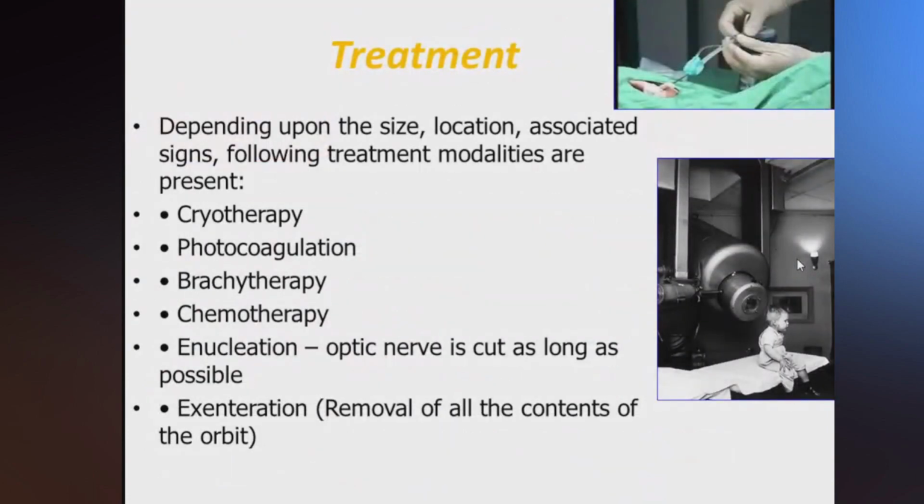Treatment is rather difficult. We can use cryotherapy, photocoagulation, brachytherapy, chemotherapy, and enucleation to remove the eye, or even exenteration, where we should remove not just an eye but all contents of the orbit.